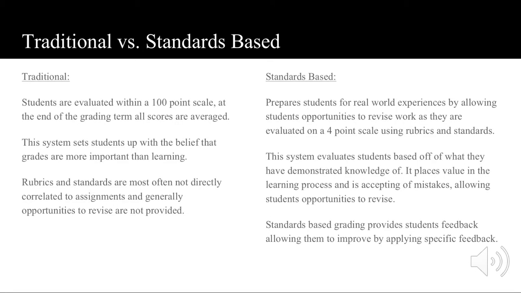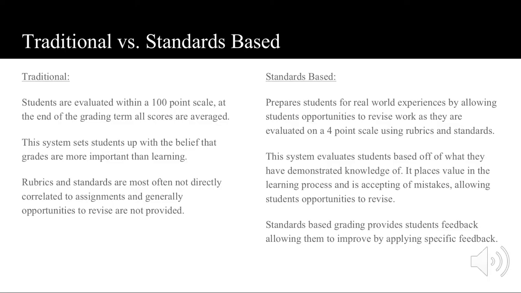There are several core differences between the traditional model and standards-based grading. The traditional model evaluates students on a 100-point scale using percentages at the end of the term. All scores are averaged. In standards-based grading, students are evaluated using rubrics that are tied to standards. Everything remains on a 4-point scale, and students have the opportunity to revise work, teaching students the value of the learning process.